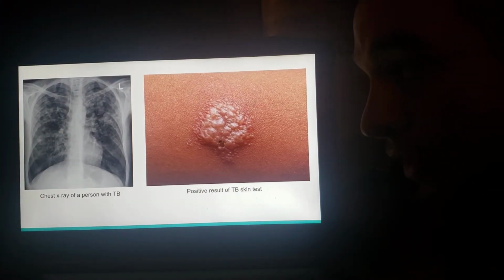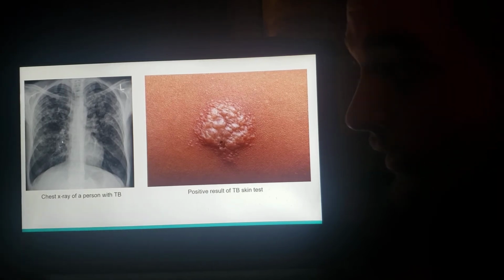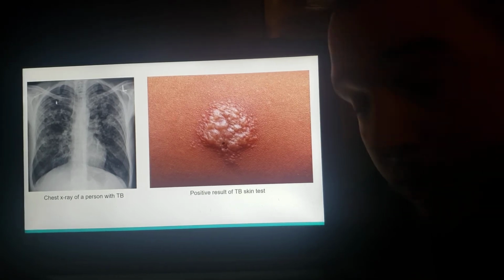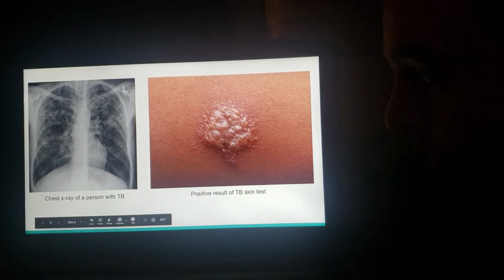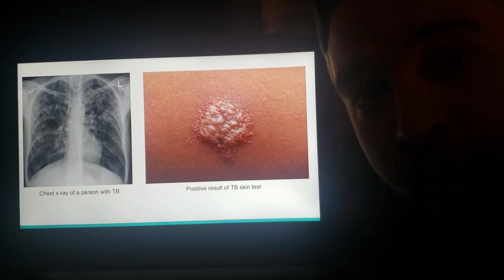So here's a chest x-ray of someone with tuberculosis. These are your lungs, and you can see the disease process. You see these, this shouldn't look like this. This should look a lot more clear. And then this is where they would have injected it in the arm, and that's the reaction that you get when it's positive.